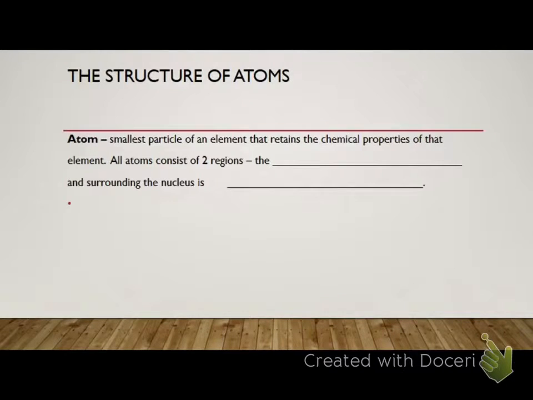So from that we came up with the atom, and that's the smallest particle of an element that retains the chemical properties. Okay, so if you have just the protons, just the electrons, just the neutrons by themselves, they do not retain those chemical properties. The atom, of course, you know this from junior high science or maybe even earlier, contains two regions. We have the nucleus, and of course surrounding the nucleus is the electron cloud.